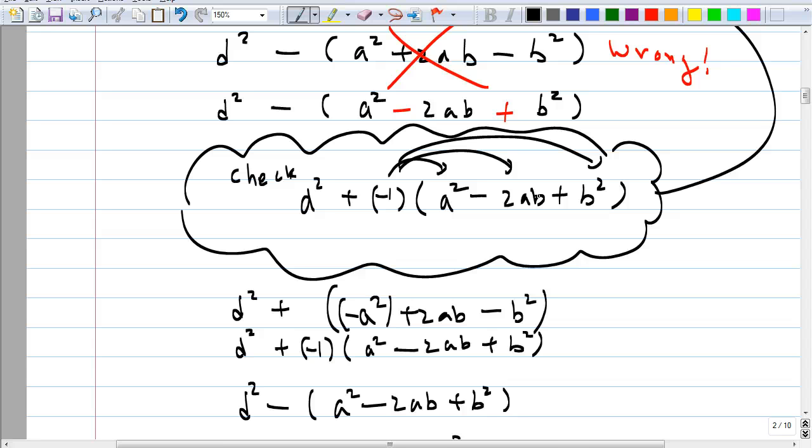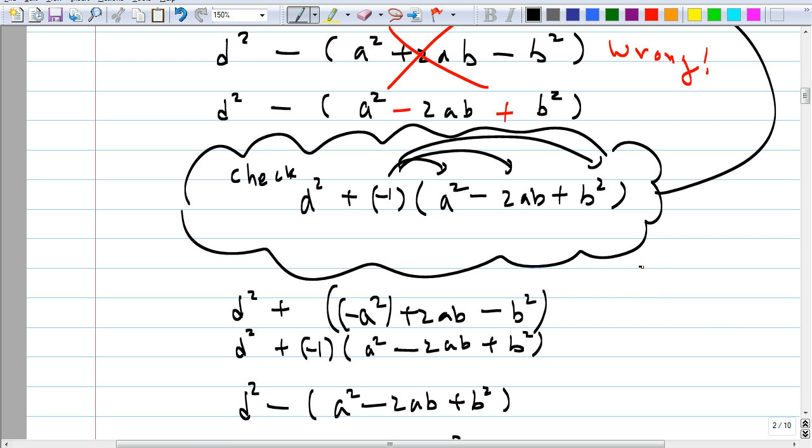Ryan? If you distributed the -1, why do you keep it as negative? Why do you keep d squared? I mean, d squared minus. Do you think this should be d squared plus? Well, you could write it as d squared plus. It's d squared plus -1 times this trinomial. If you don't believe me, like I said, check it, multiply it back. If you multiply it back, don't you get the original, right?